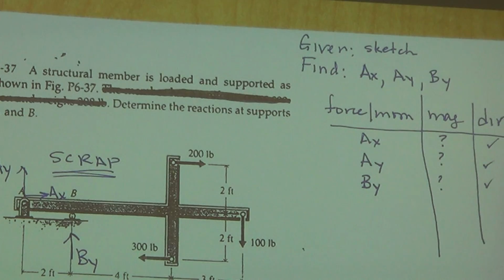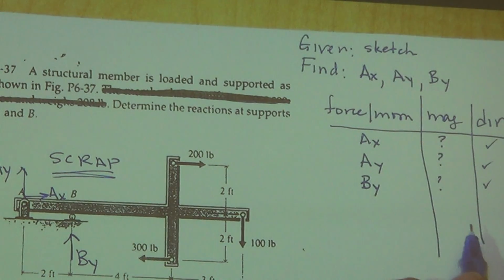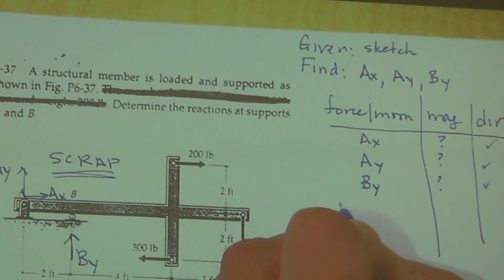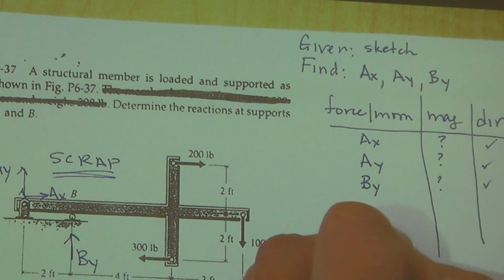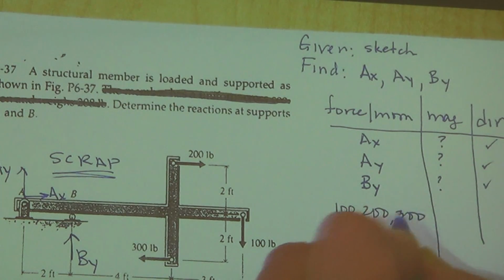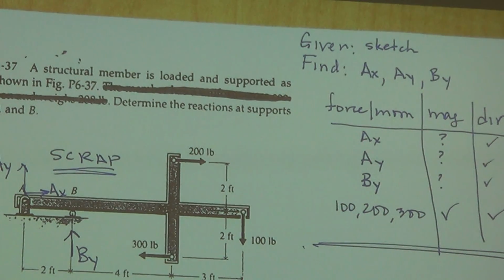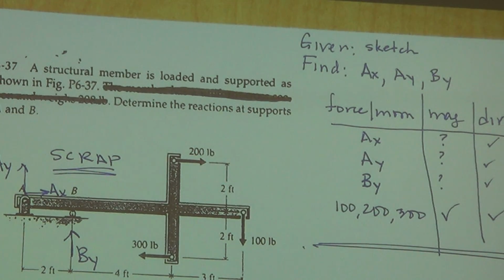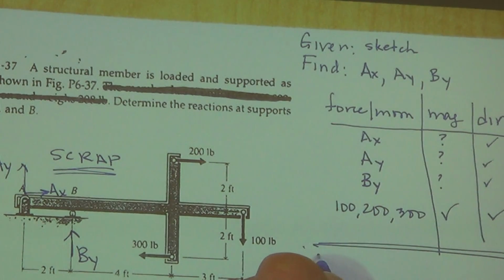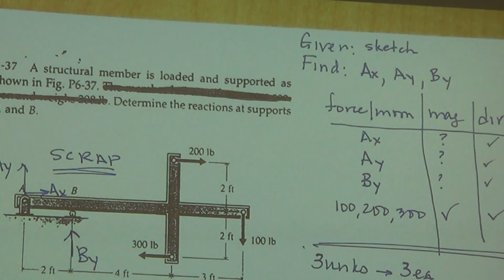Okay, so what other forces do we have, Jaden? The ones that they show in the picture. Right, the 100, 200, and 300, and we know all their magnitudes and we know their directions, right? Okay. Aaron, so how many unknowns are there? 6. Oh, I'm sorry, 3. Right, how many equations do we need? 3. Right, 3 equations. Equations have to equal unknowns, right?